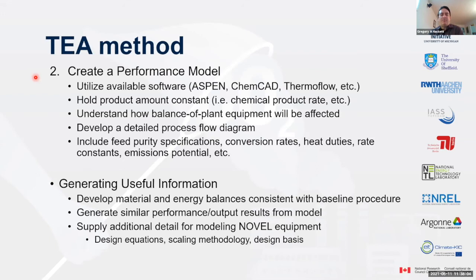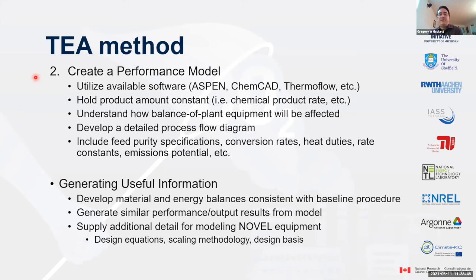Process flow diagram to help map out exactly what the system will look like. And then you need specifications such as the input purity specifications. So for example, if you're inputting a pure stream of CO2 or you're trying to remove CO2 from a fossil fuel-based flue gas, those are very different scenarios. And so you have to look at the purity specifications, conversion rates for your technology, depending on what type of technology it is. There could be conversion rates, heat duties, rate constants, and of course the emissions potential from the technology.